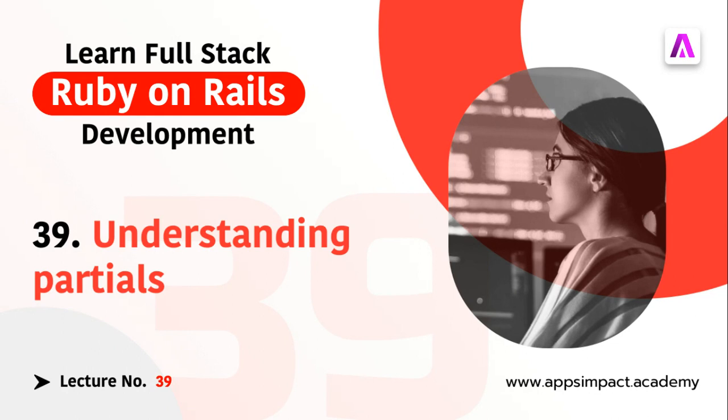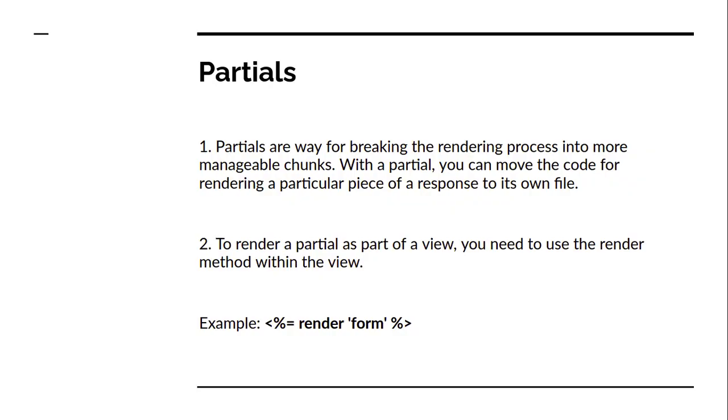So we need to understand what partials are, and we will learn that in this lecture. Partials are just like view templates. The view templates we created so far in the course are index.html.erb, show.html.erb, edit.html.erb, and new.html.erb, and each of these templates is dedicated to an action in the controller. Now, partials are a way of breaking the rendering process into more manageable chunks.